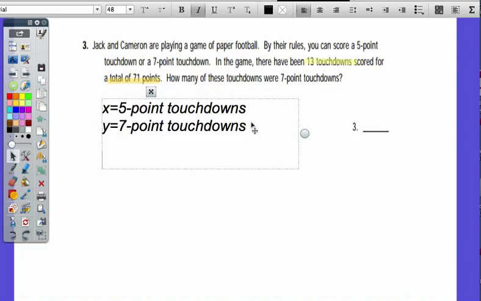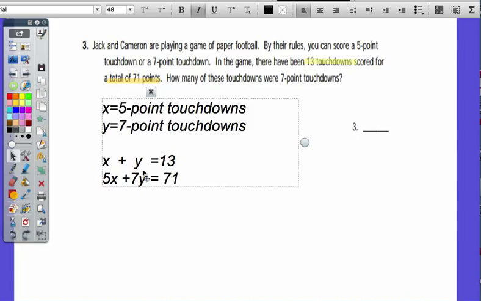So I know for the first equation that there's 13 touchdowns. The number of touchdowns for 5 points plus the number of touchdowns for the 7 points better equal 13. Second is the number of the points. So I get for X, it's 5 points for every X, and then 7 points for every Y, and that better equal 71 points.